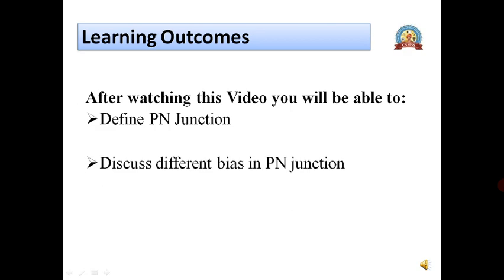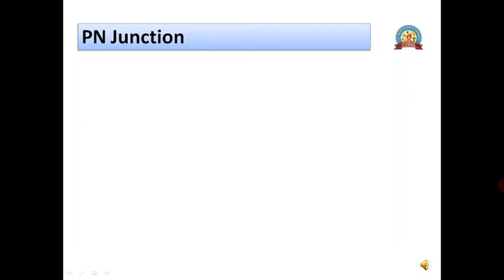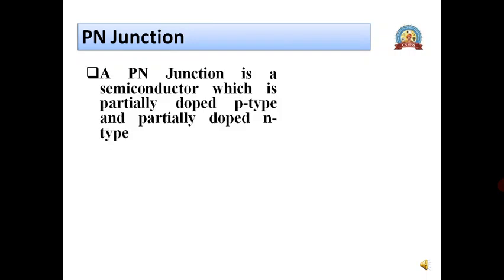Learning outcomes. After watching this video, you will be able to define what a PN junction is, discuss the different types of biasing used in a PN junction, and demonstrate how current will flow in a PN junction when it is in forward bias and also when it is in reverse bias. So let's look into what a PN junction is.